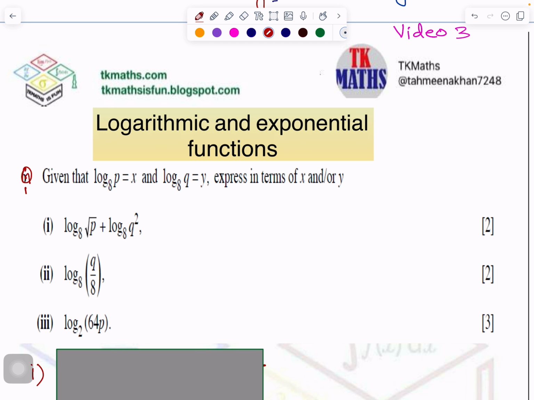In today's video, we will continue studying logarithmic and exponential functions. This is video number 3. In the previous videos, we started with simple questions and are now moving towards the advanced questions, and they are all past paper questions.